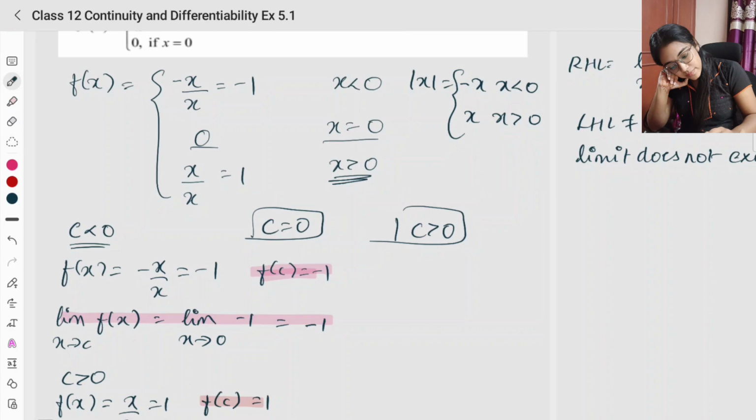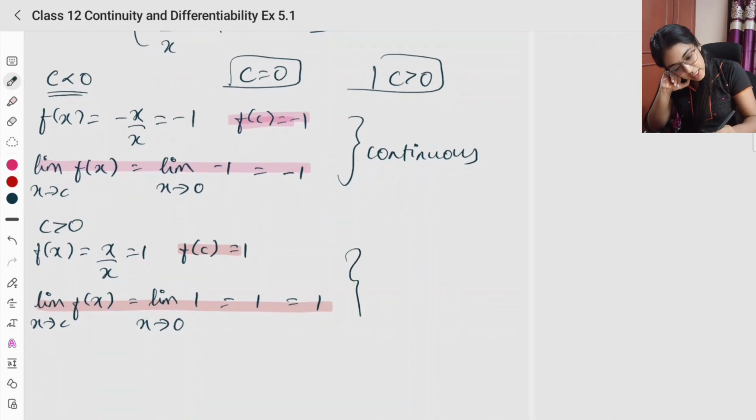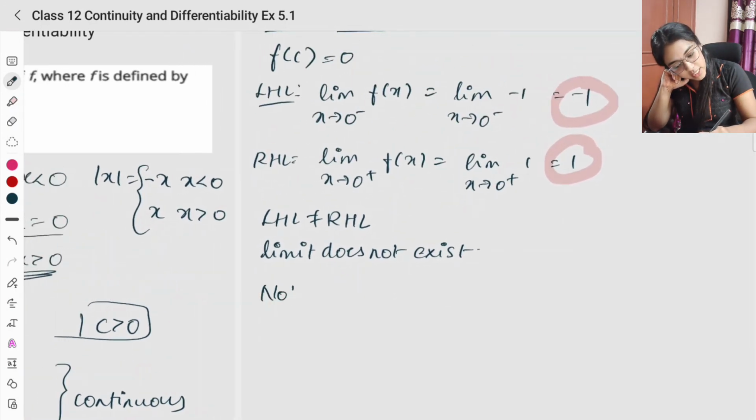So for c less than 0, the function is continuous. And for c greater than 0, the function is again continuous. But what happens at c equal to 0? It is not continuous. So what are they asking? They are asking what is the point of discontinuity. So what is it? X is equal to 0 is the point of discontinuity.